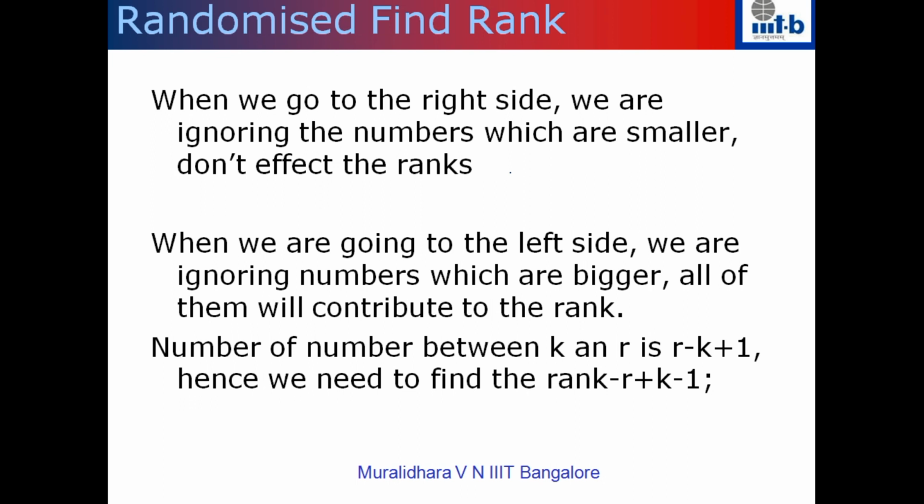So all of them will contribute to the rank of a number on the left hand side. After you do the partition, if you take any element on the right hand side, the rank of that is independent of all the numbers that are there in the left hand side. Because the numbers on the left hand side are all smaller than the pivot, hence numbers on the left hand side are all smaller than the numbers on the right hand side. So the rank of a number on the right hand side doesn't depend on the number of elements on the left side of the pivot. So we still go and find the same rank.